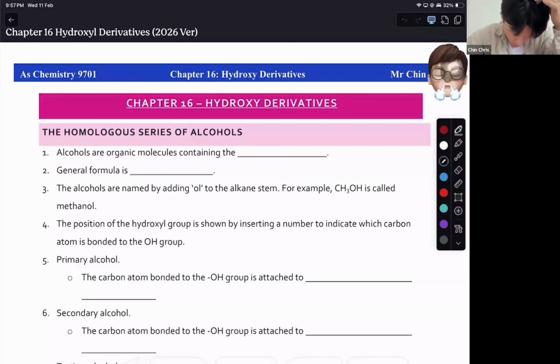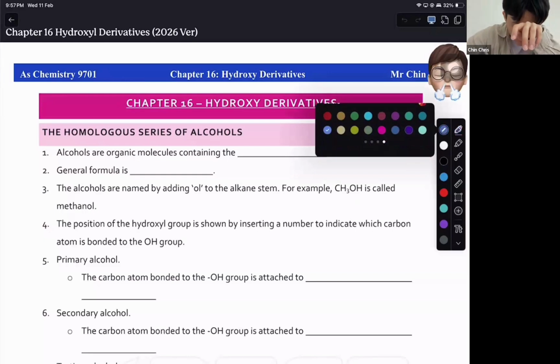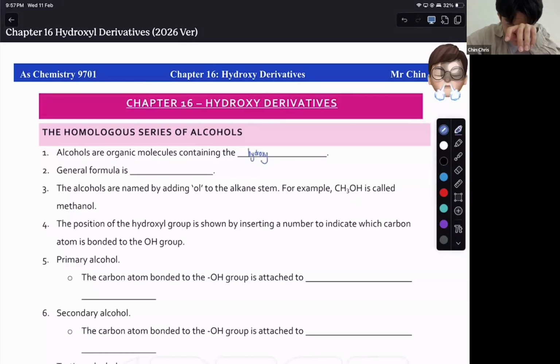Alright guys, let's go. Okay, alcohols are organic compounds that contain a hydroxyl group, which is the OH group. The general formula is CnH2n+1OH. How you name alcohol is by adding an "ol". The position of your hydroxyl is basically where you insert your OH. That's it.